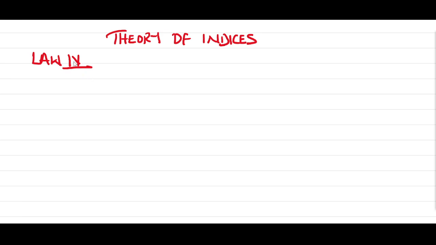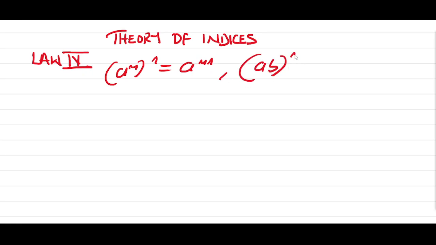We have covered three laws so far, and this is going to be our fourth, probably our last. Here we're going to investigate the case for A. In the last law, we investigated that (A to the M) to the N is equal to A to the MN, and that (AB) to the M would be equal to A to the M times B to the M.